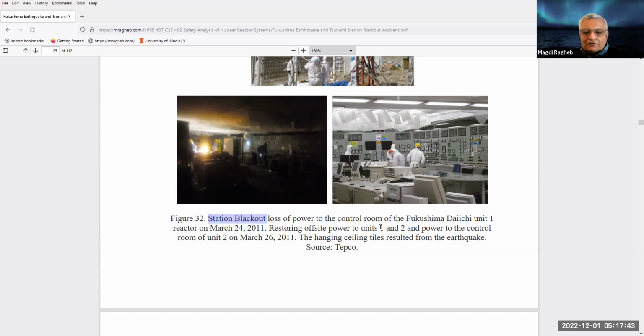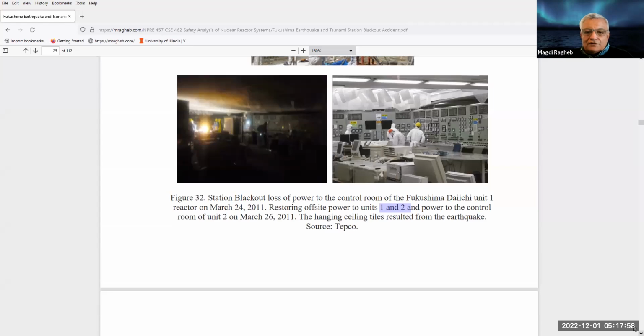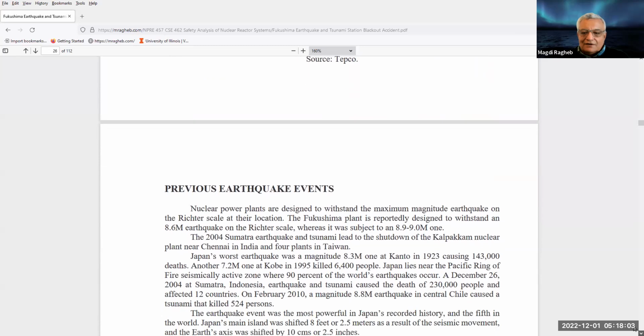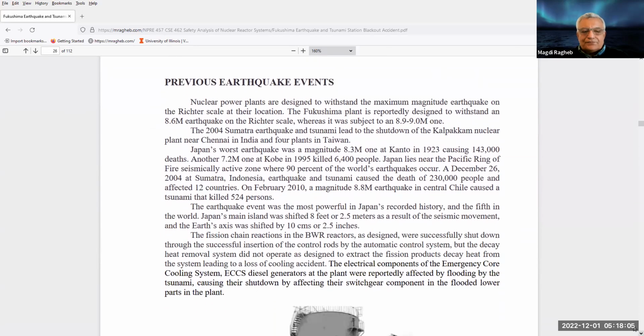And they recovered the power basically in Unit 1 and 2, and in the control room of Unit 2, the hanging ceiling tiles you could see here resulted from the earthquake. So it was a very, very significant earthquake, and it was a heroic and very smart operation that it didn't get worse.